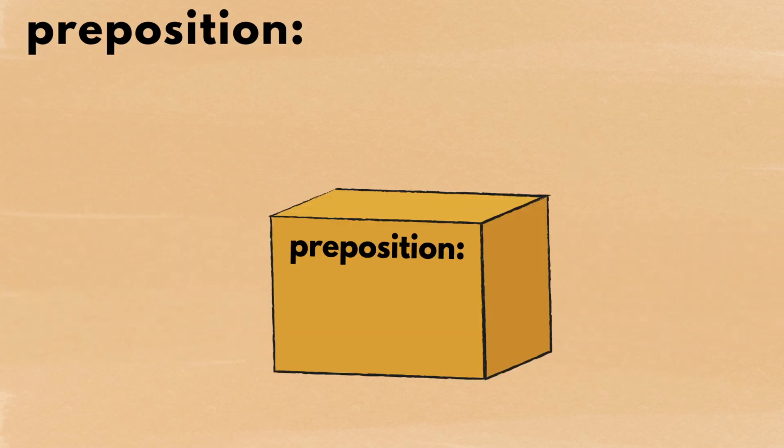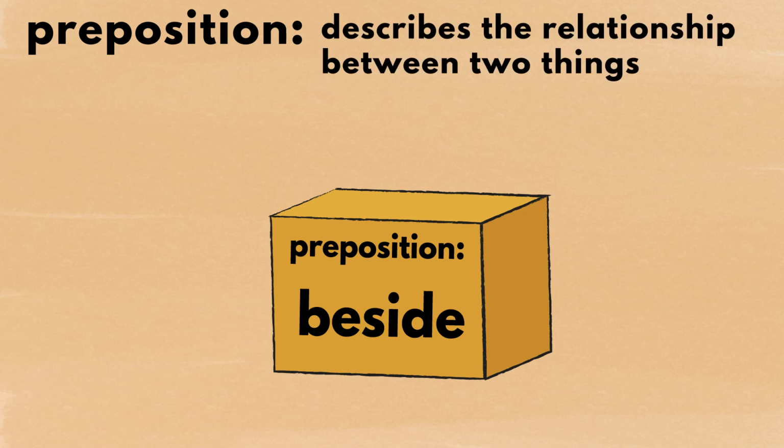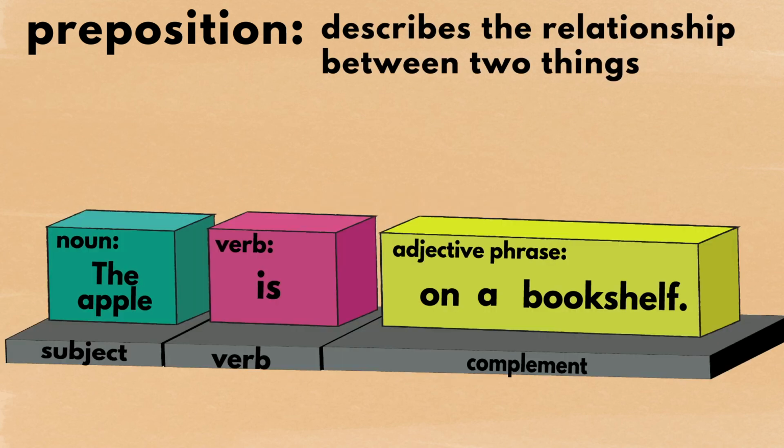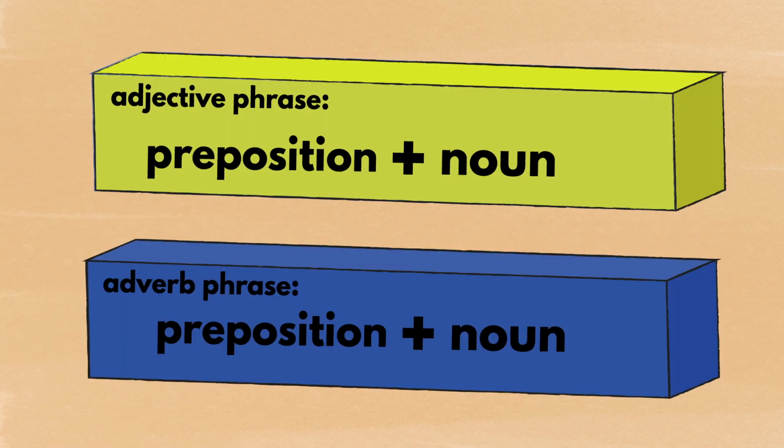The next part of speech is the preposition. Prepositions are words such as on, at, in, between, beside that describe the relationship between two things. For instance, in the sentence, the apple is on the bookshelf, the word on describes the positional relationship between the apple and the bookshelf. When a preposition comes in front of a noun, the preposition and the noun altogether are treated as an adjective phrase or an adverb phrase.